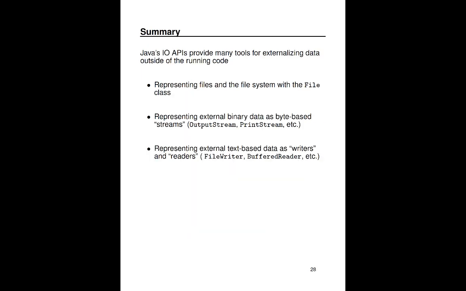So that's an introduction to Java's I/O APIs. As I hope you saw, there are a number of tools available for externalizing data that is outside of your running code. A lot of the time you'll be working with files on a file system, and the Java I/O File object does a great job of representing that. When it comes to moving data in or out, or even between parts of a Java program, there are two APIs for doing that. If you're dealing with byte data, you'll want to use the stream APIs like output stream and print stream. If you're working with text data, you'll want to use the readers and the writers. Those are things like file writer, buffered reader, etc.